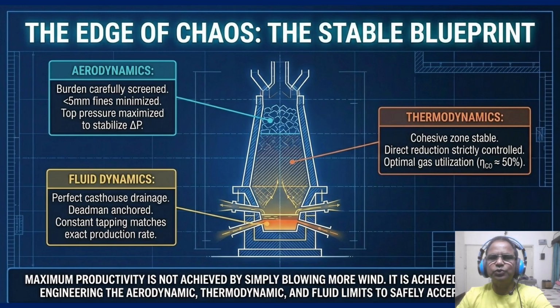The goal is to rigorously engineer these three limits so the furnace can safely accept the wind required for your production target. If you manage the mechanics, the tonnage will follow. And this is the strategy through which we are able to stabilize our furnace without any problem.